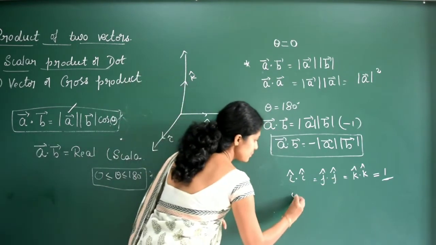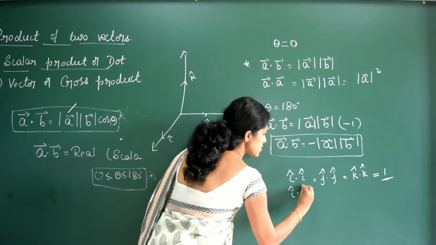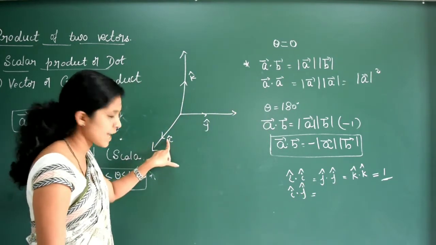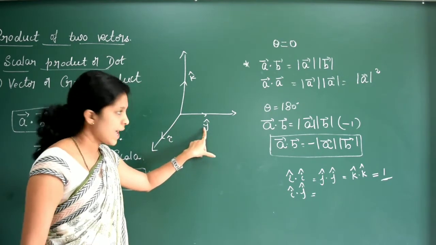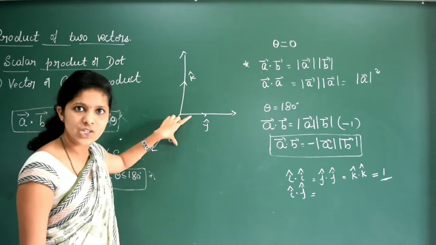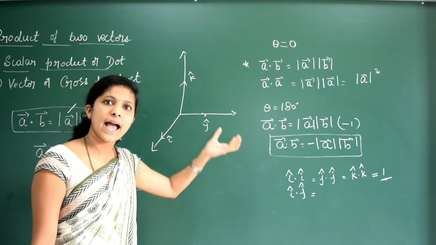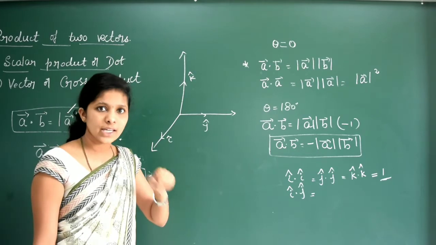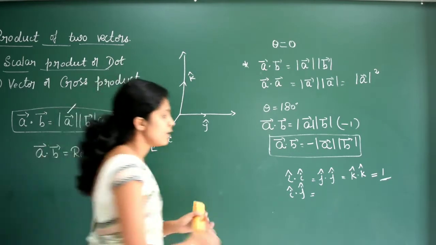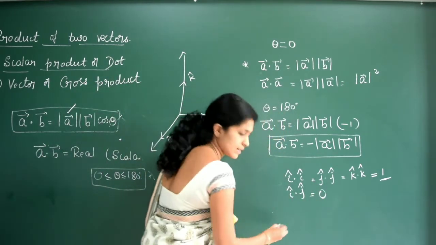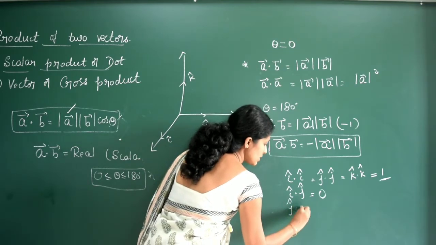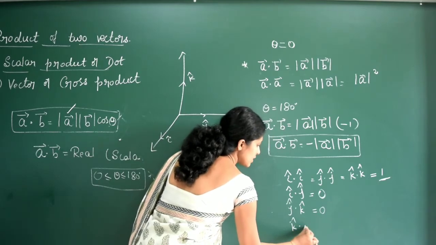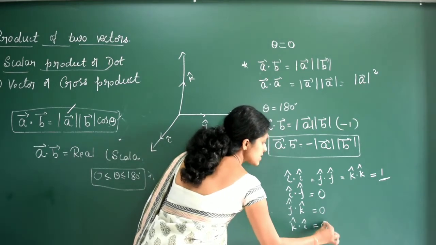If I consider I cap dot product with J cap, this is I cap and this is J cap. As I told you, these two are perpendicular to each other, right? Perpendicular means the angle between them will be 90 degrees. So cos 90 will be equal to 0. So I cap dot J cap will be equal to 0. Is it clear? Similarly, J cap dot K cap is also equal to 0 and K cap dot I cap is also equal to 0.